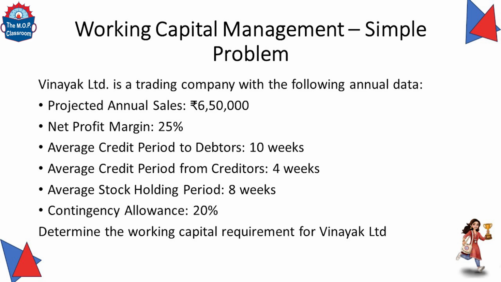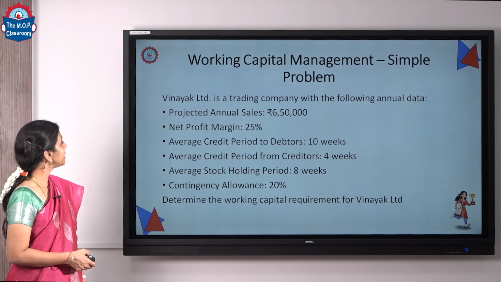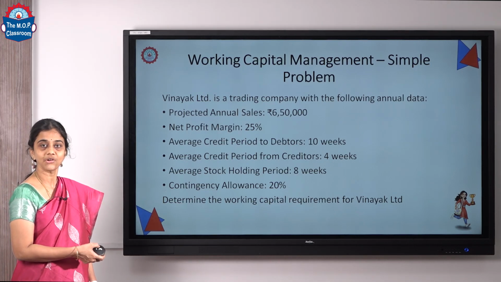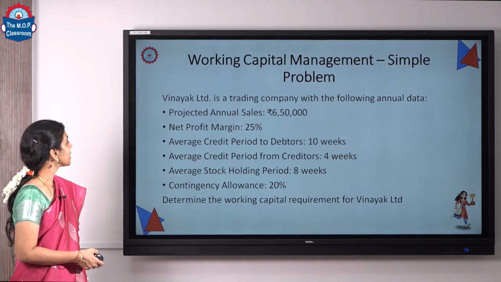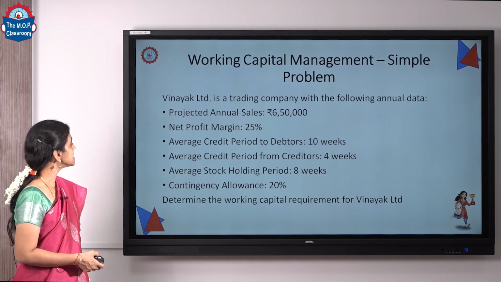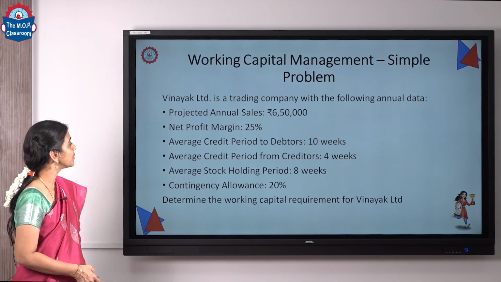Vinayak Limited is a trading company with the following annual data. Projected annual sales is 6,50,000 rupees. Net profit margin is 25%, which means 75% is cost of sales. Average credit period to debtors is 10 weeks. Average credit period from creditors is 4 weeks. Average stock holding period is 8 weeks. Contingency allowance 20%. Determine the working capital requirement for Vinayak Limited.